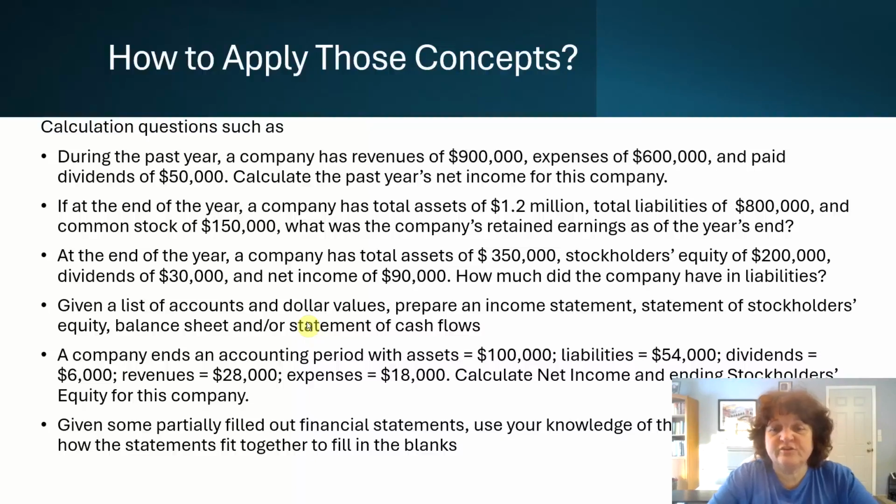So the first thing you'd want to do is calculate the net income because you have all the pieces you need for that, which is revenues of $28,000 minus expenses of $18,000 would give you $10,000 in net income. Then you would say, okay, if assets are $100,000 and liabilities are $54,000, then stockholders' equity must be the difference of $46,000. So notice that we didn't need to use the dividends at all there. We had enough information with everything else that we had.